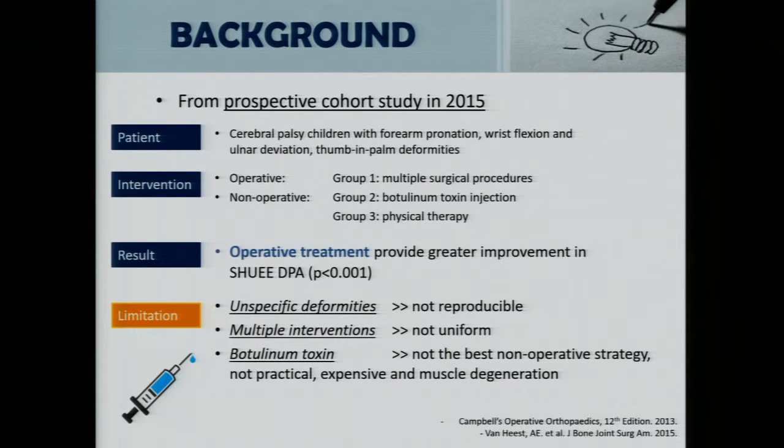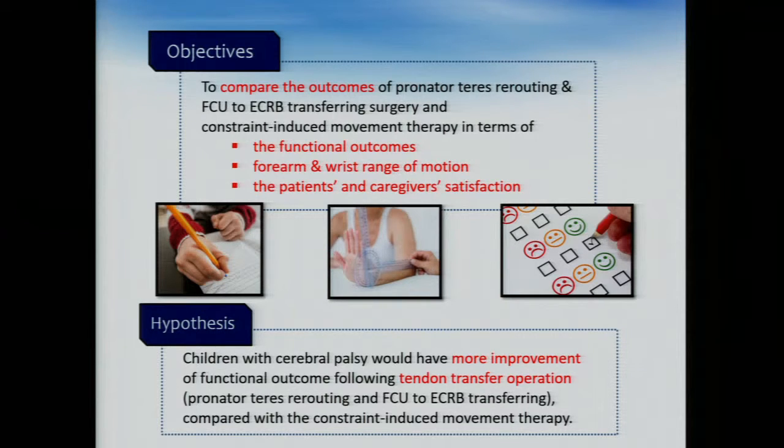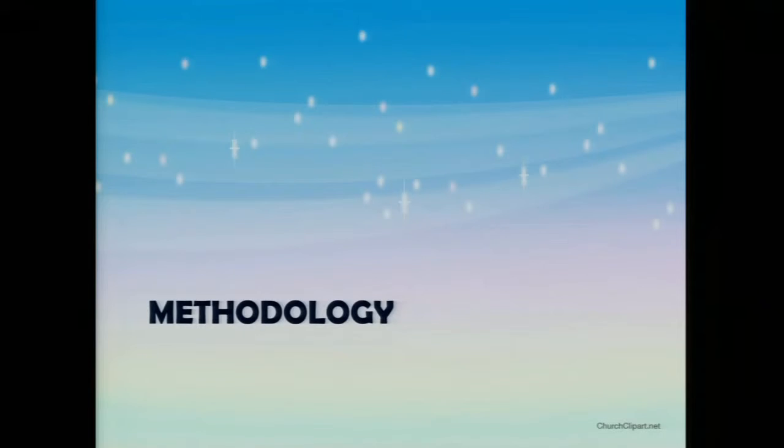However, there are still some limitations due to variation of deformities and interventions included in the study. Moreover, Botox injection is not the best non-operative method according to the systematic review mentioned before. Then, in this study, we conducted surgery for a specific group of patients with forearm pronation and wrist flexion contractures, comparing with CIMT in terms of functional outcomes, range of motion, and satisfaction. Our hypothesis is that operative treatment would provide better outcomes in all dimensions.